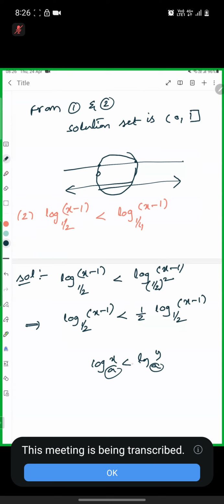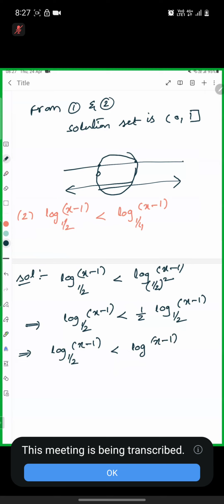Then you can write x less than y or x greater than y, according as a is greater than 1 or less than 1. So that's why I'm going to take this 1 by 2 inside the logarithm using the property m log x to the base a is log x power m to the base a. So take this 1 by 2 inside, it will be the power to x minus 1. So log of x minus 1 to the base 1 by 2 less than log of x minus 1 power 1 by 2 to the base 1 by 2.